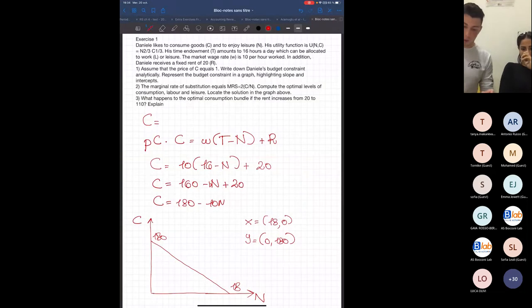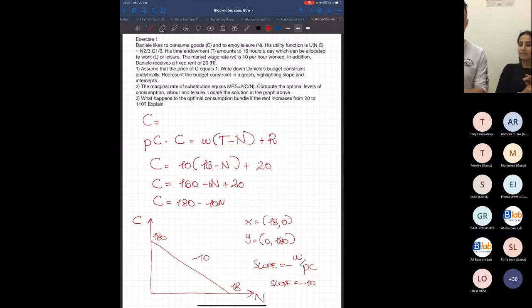So I was saying our slope is basically equal to our wage rate over our PC, and it's going to be equal to minus 10. Okay? You got it? Any question, any doubt? Okay, then I think we can go on with point two. I'm gonna give you 5 minutes to do point two as well.